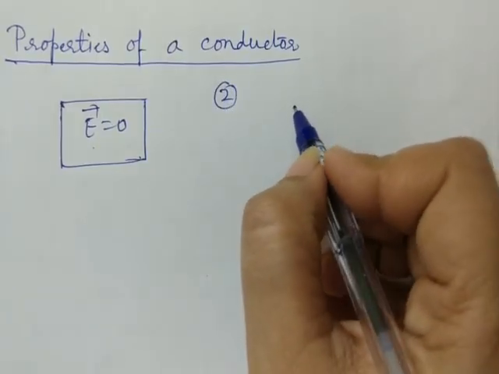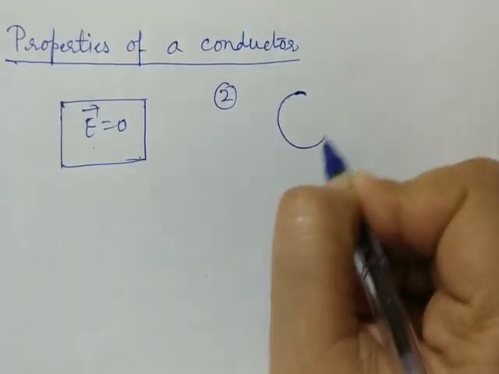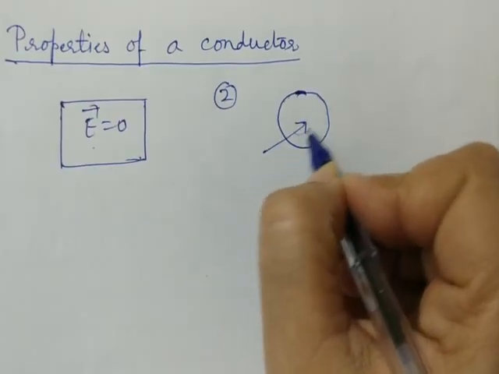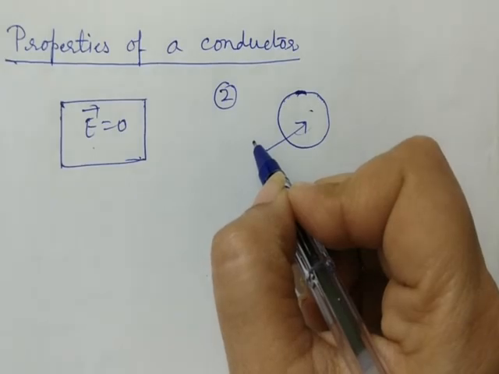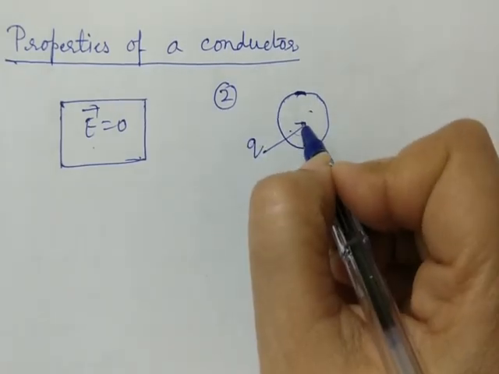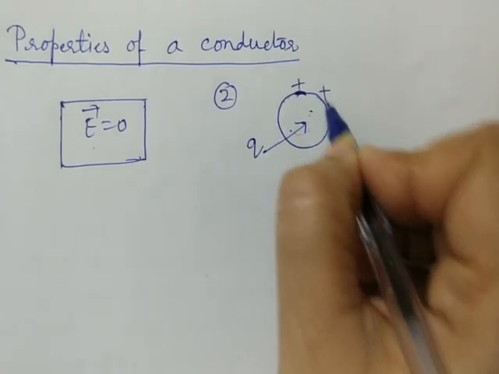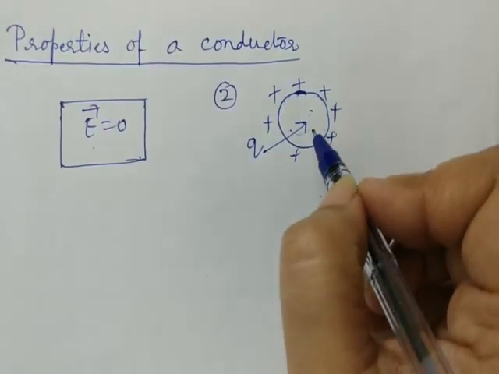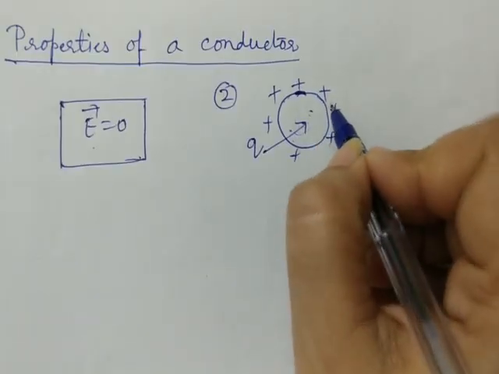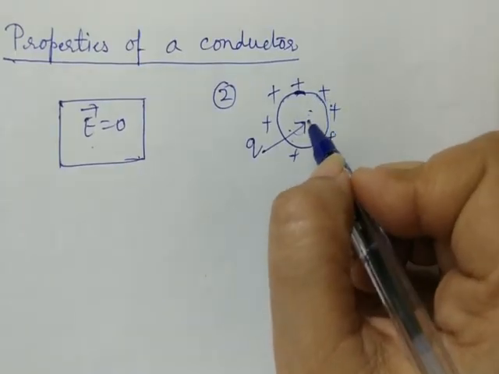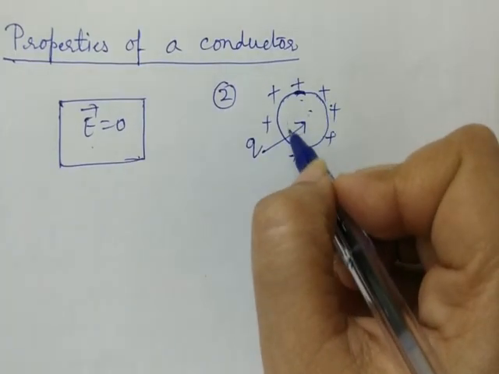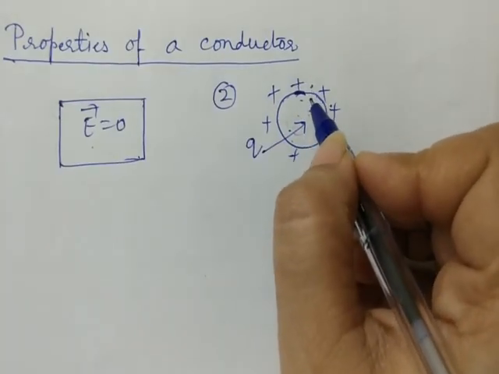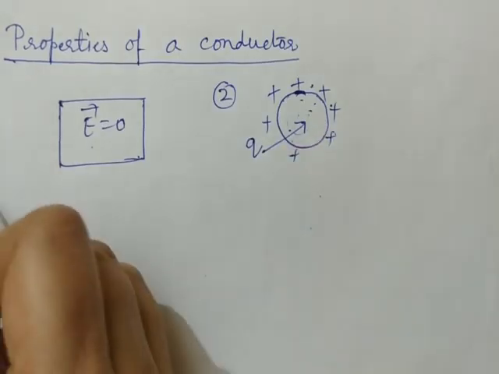Next property is, suppose we have a conductor of any shape and we give charge to it. In the interior of this conductor the charge does not stay inside, it appears on the outer surface. So inside a conductor excess charge cannot stay, it comes out. That means any extra charge you give to this surface will not stay anywhere in its interior, that will come or appear on the surface of the conductor.